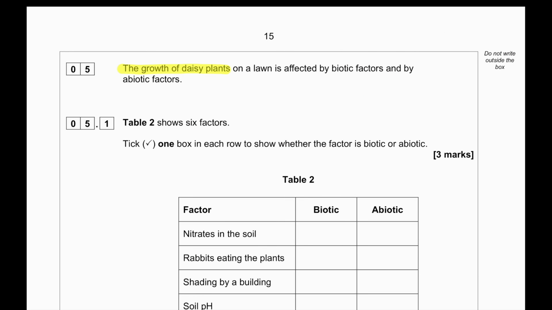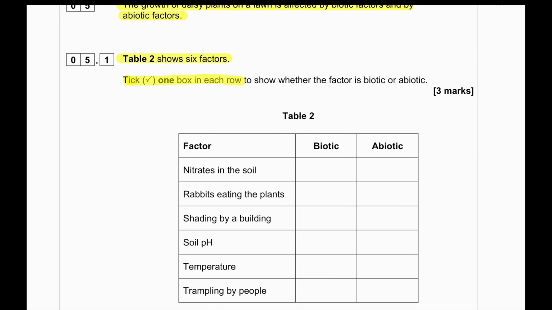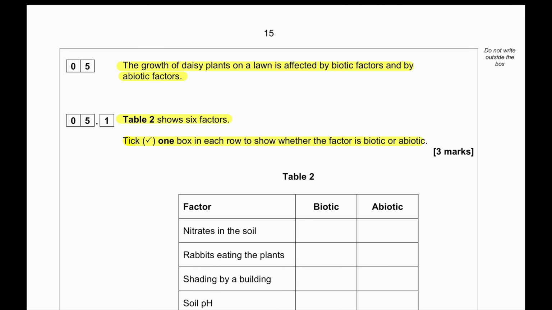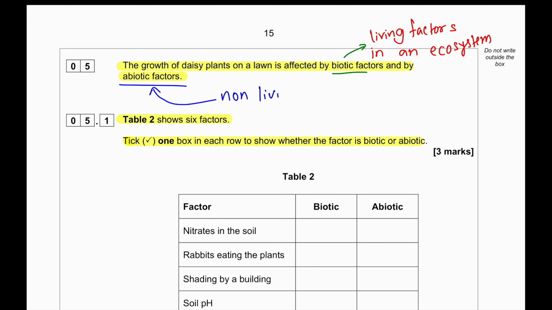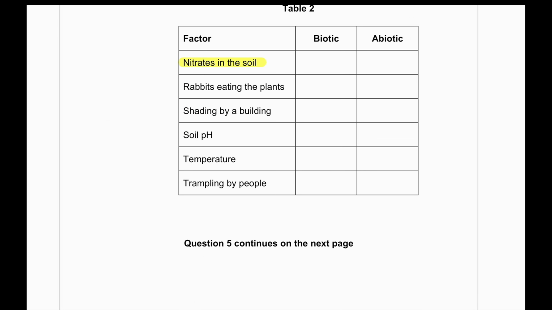The growth of daisy plants on a lawn is affected by biotic factors and abiotic factors. Table 2 shows 6 factors. Tick one box in each row to show whether the factor is biotic or abiotic. When talking about biotic factors, these are the living factors within an ecosystem. And abiotic factors are non-living factors. So nitrates in the soil is a non-living factor, so it will be abiotic.